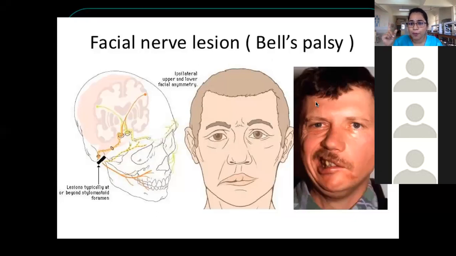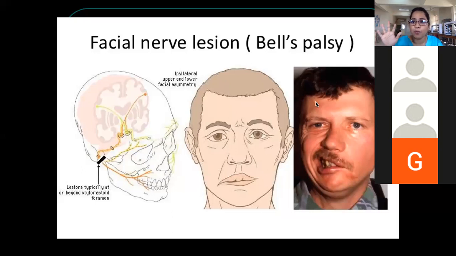Okay. So in upper motor neuron injury, only the lower half of the face is paralyzed, not the entire half of the face. Why not the entire half of the face? Because the forehead is represented by both sides of the brain. Neurons from both sides of the brain are supplying the forehead on both sides. So that's why you will have this area left. It is not paralyzed.